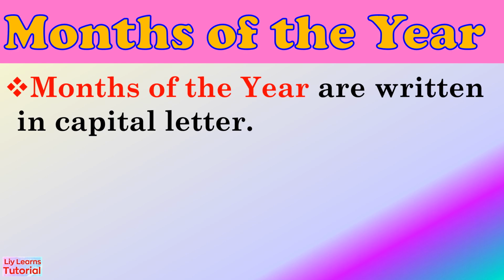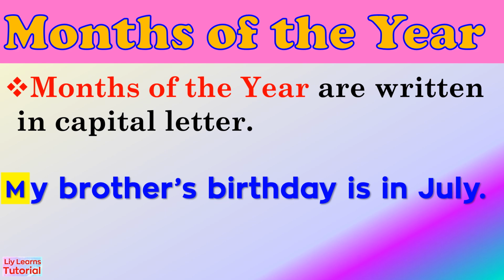Months of the year are written in capital letters. For example, my brother's birthday is in July. M is the beginning letter, so it is capitalized. And J for July is also capitalized because it's a month of the year.